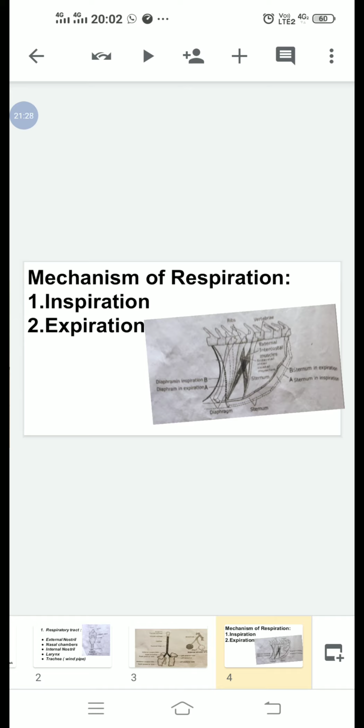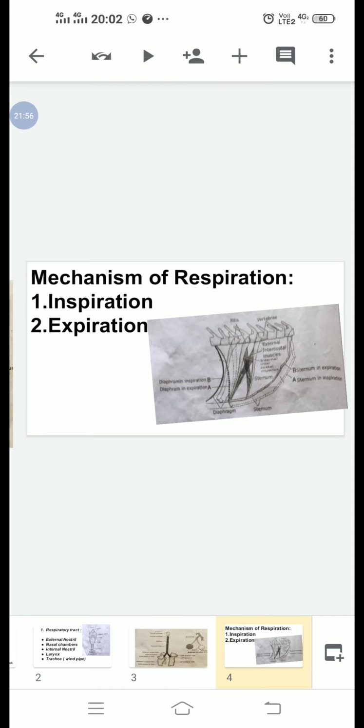The decrease in the thoracic cavity causes recoil of the lungs and expulsion of air from the alveoli into the atmosphere. This is expiration.